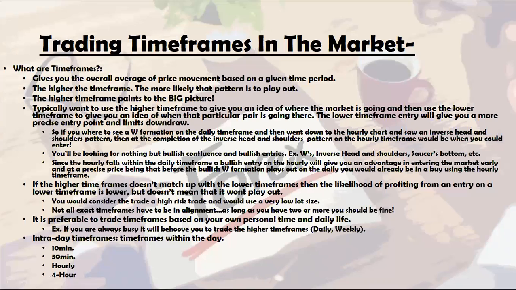So instead of hourly, you can use a 45-minute time frame where candles are born every 45 minutes. Looking at the daily, a candle is born every day. Or if you're looking at the minute chart, a candle is born every minute. So that's pretty much how candlestick patterns work in terms of time frame. It gives you the overall average of price movement based on the given time period. Now, when looking at time frame, the higher the time frame, the more likely the pattern is to play out and the less noise you will see.